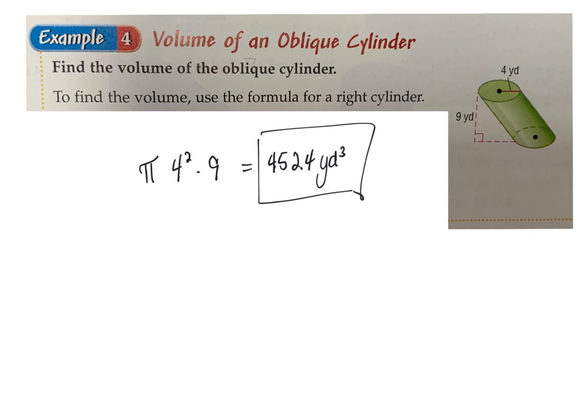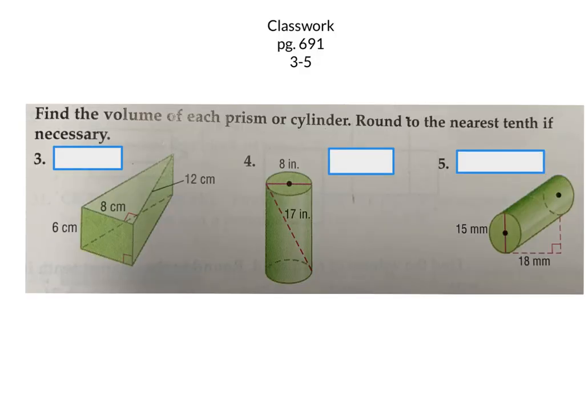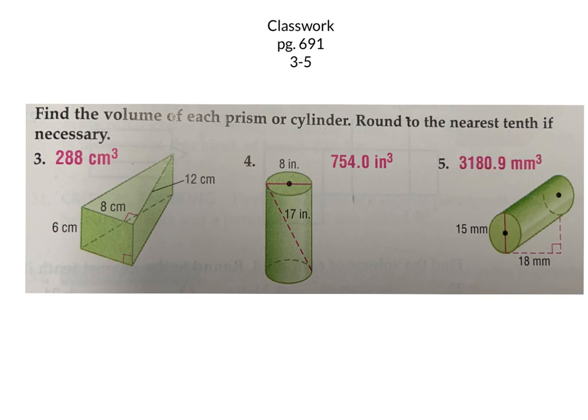All right, so let's try some of these. Look at bottom of page 691. We're going to do 3, 4, and 5. So for the triangular prism, you have a base for the triangle of 8, height of 12, and height of the prism itself as 6, 288 cubic centimeters. For 4, you did have to calculate your height. Pythagorean theorem, you should have gotten 754 cubic inches. And for the last one, they really gave you everything you need. You just have to divide that diameter, 3,180.9 cubic millimeters.